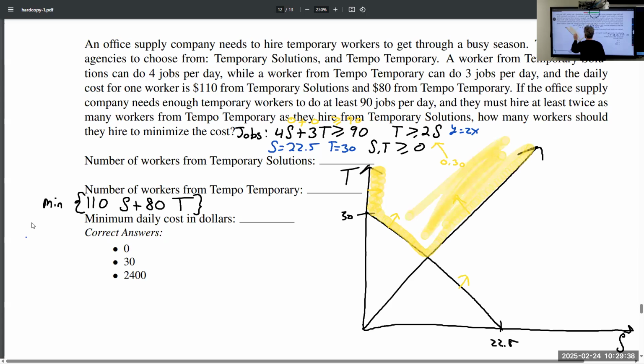Are there any questions, comments, complaints about how I found the region? Does not hurt my feelings if you want me to go over it again. Okay.